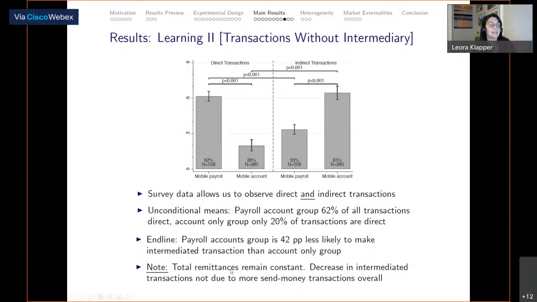We also find at the end line, 2 years later, the payroll accounts group is 42 percentage points less likely to make transactions than the account only group. And what's important to note here is, one counter interpretation could just be that remittances fell, or that remittances increased, and that's why they're making more transactions, or total remittances remain constant. So even controlling for constant remittances, we still see a greater use of direct remittance payments.